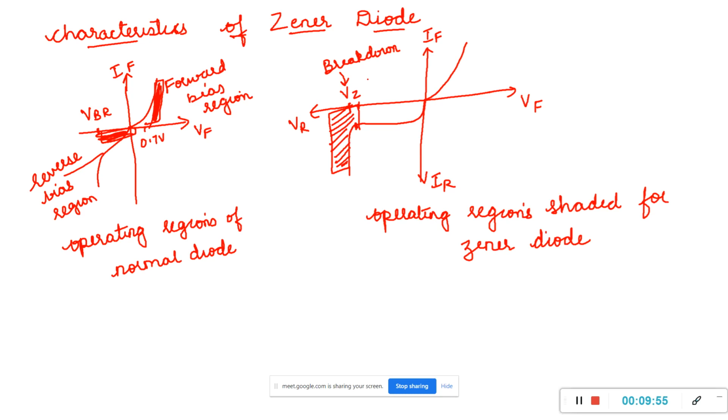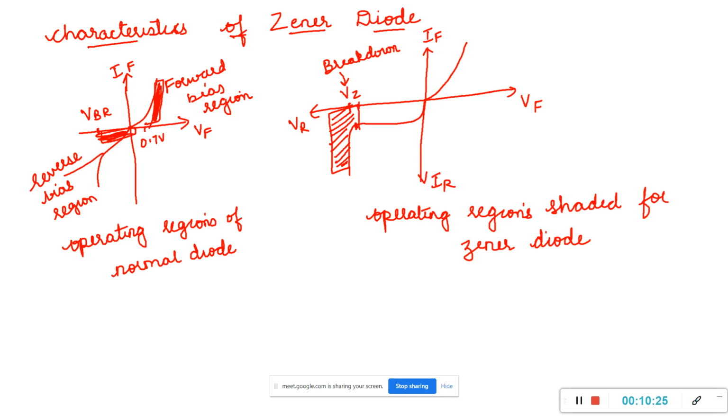Normal diodes operate in this region as well, you can see here, forward bias and reverse bias. But the Zener diode is designed to operate in the reverse bias condition only. In the reverse biased condition, the diode carries reverse saturation current as long as the reverse voltage applied is less than the breakdown voltage. Okay, so reverse breakdown.